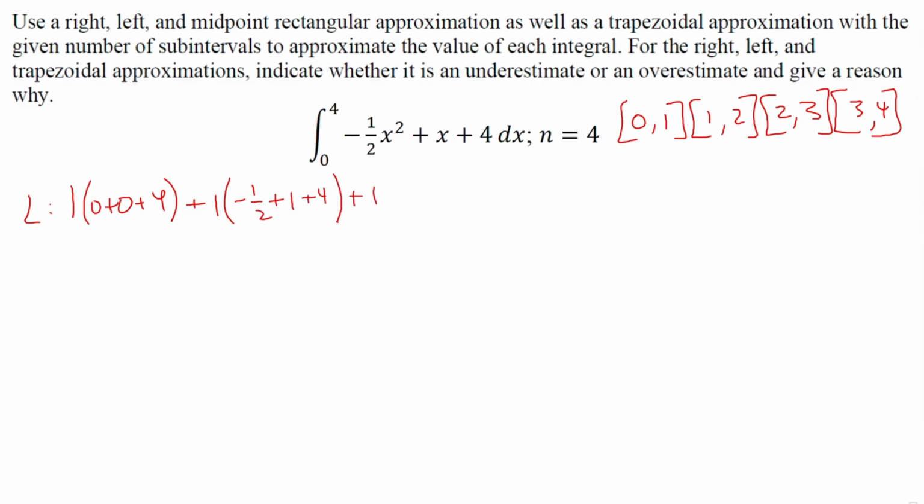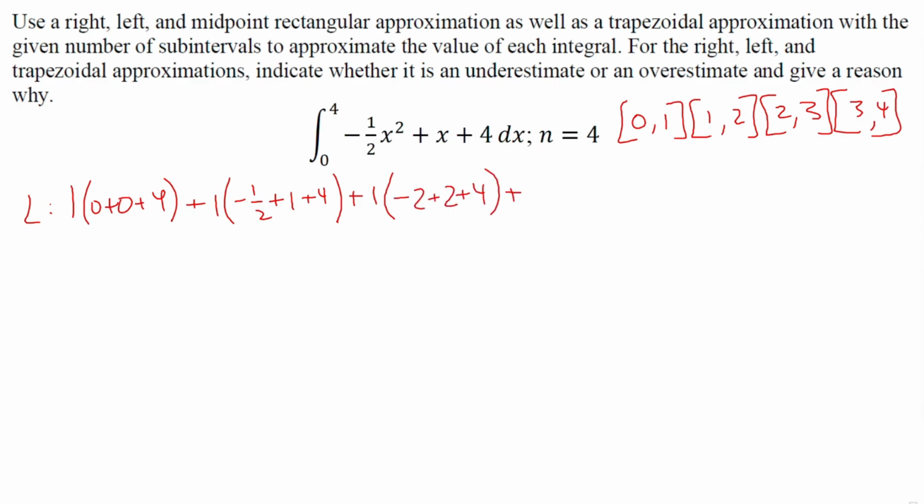And then 1 times when we plug in 2, that's negative 1/2 times 2 squared. Well, 2 squared is 4. Negative 1/2 of 4 is going to be negative 2. So we have negative 2 plus 2 plus 4.